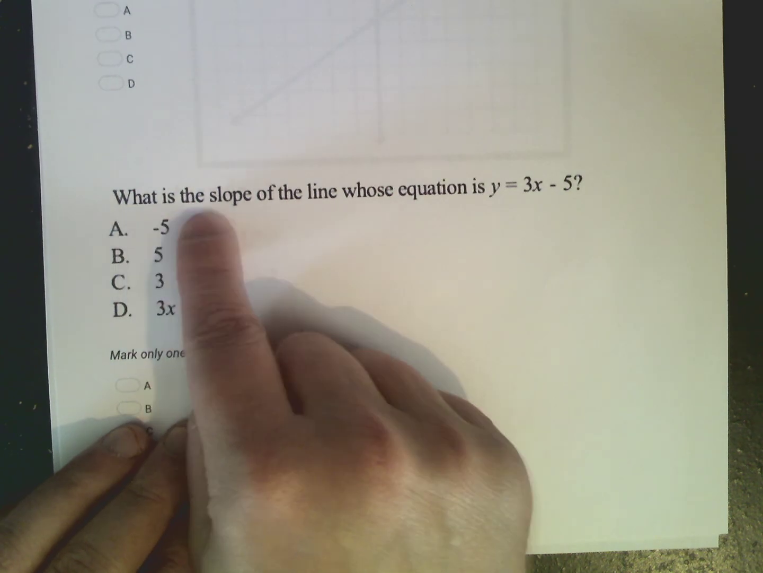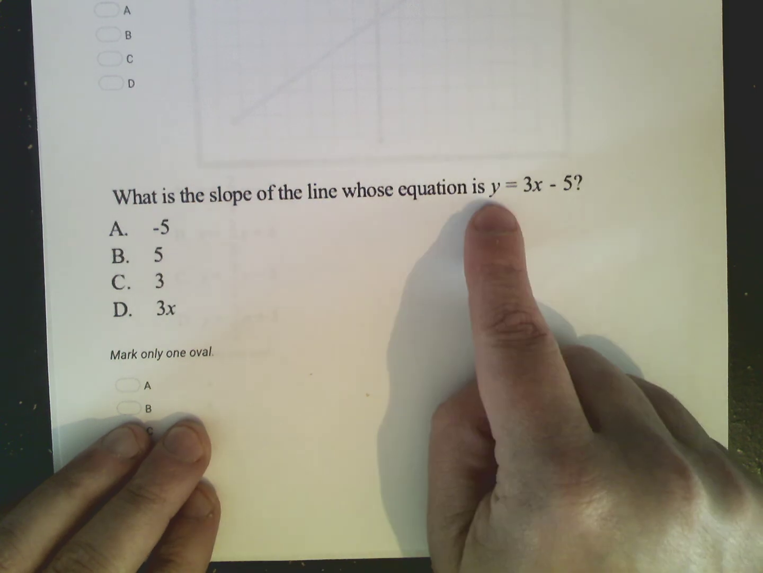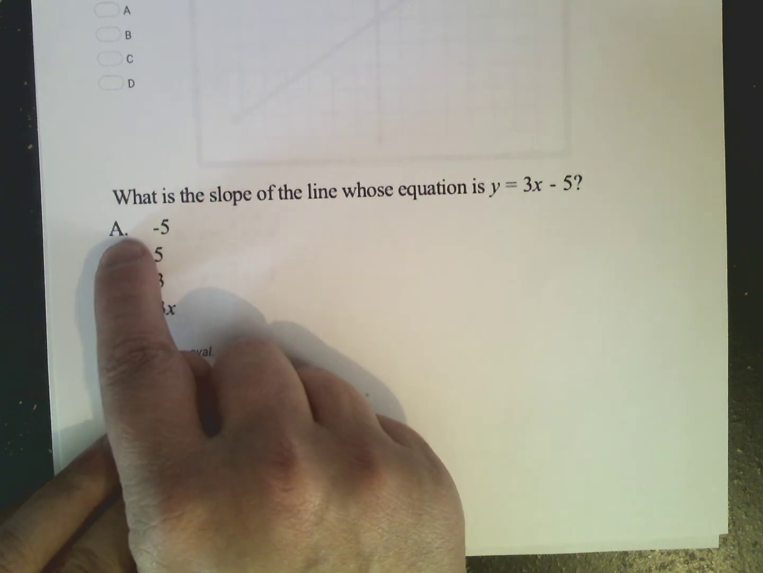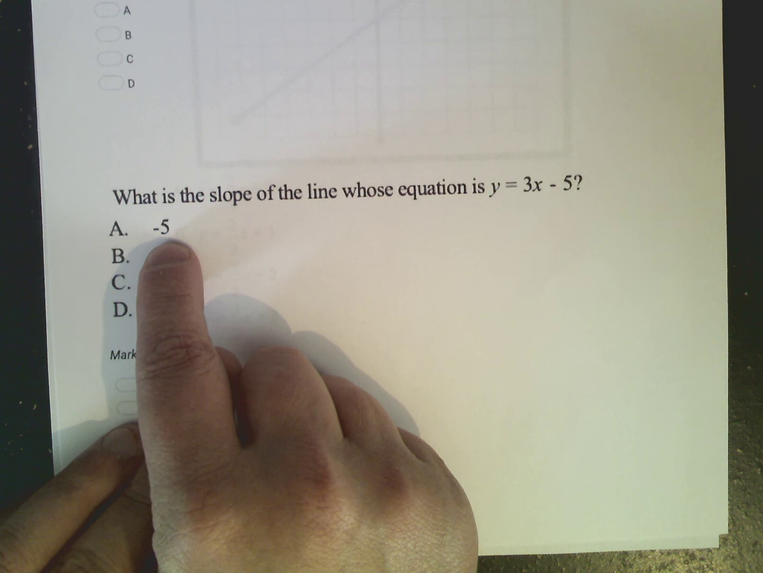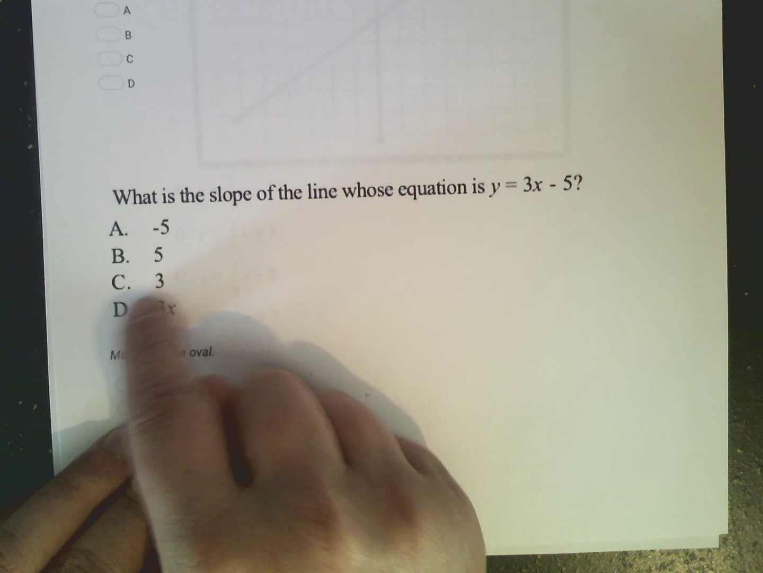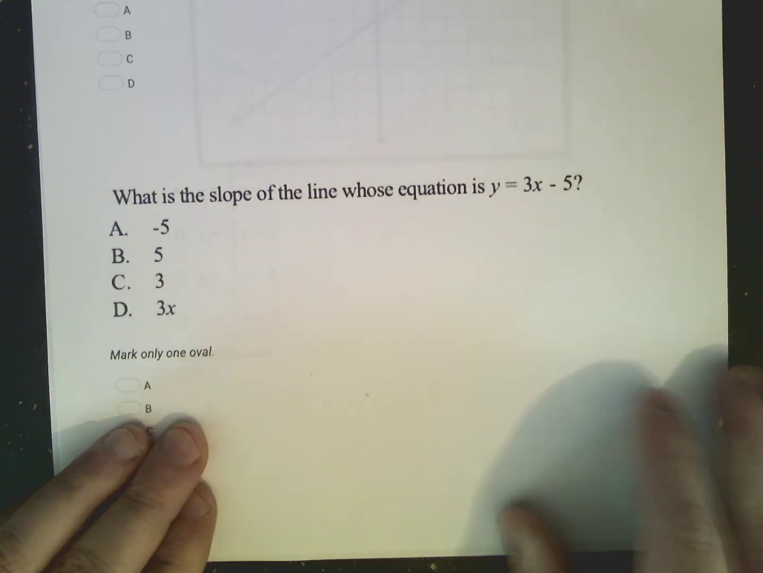Question 10. What is the slope of the line whose equation is y equals 3x minus 5? Is it A, negative 5, B, 5, C, 3, or D, 3x?